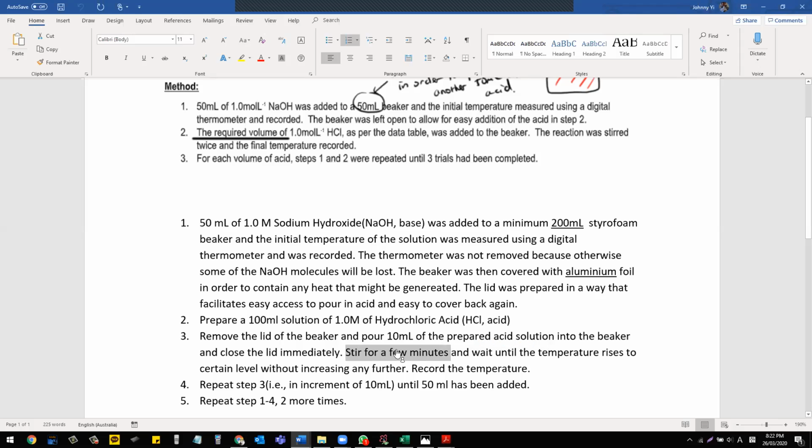Stir for a few minutes. Maybe you can say stir for about 30 seconds. I think that'll be enough. And wait until the temperature rises to a certain level without increasing any further. So you want to wait until the temperature settles, and record the temperature.